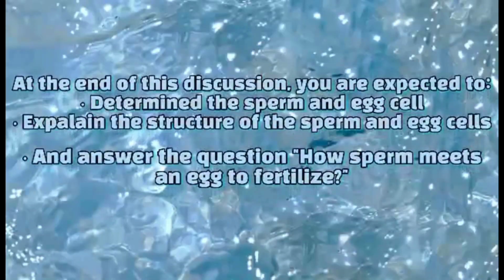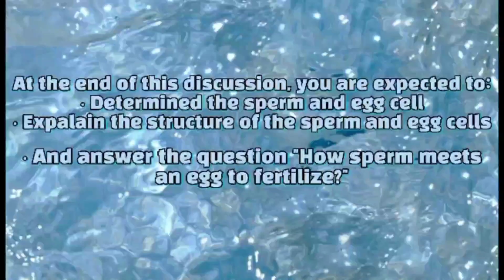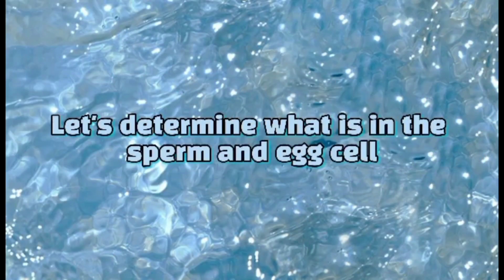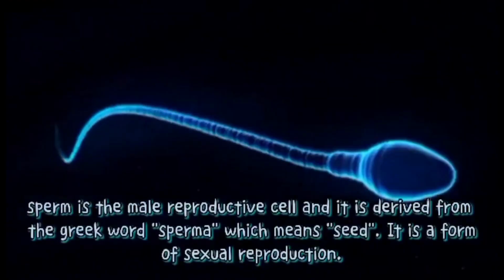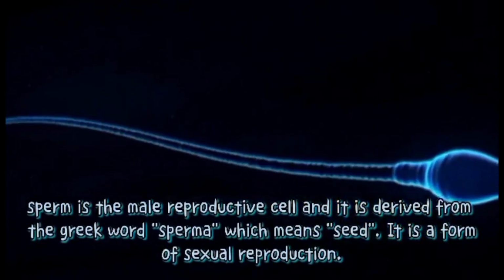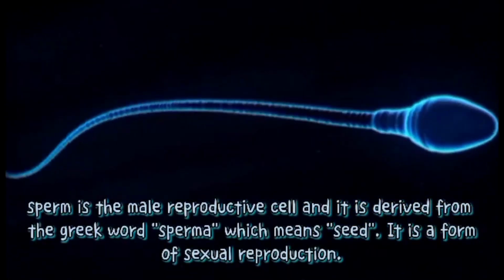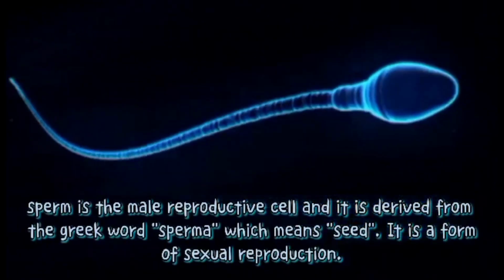At the end of the discussion, you are expected to determine the sperm and egg cell, explain the structure of the sperm and egg cells, and answer the question, how sperm needs an egg to fertilize. Let's determine what is in the sperm and egg cell. Sperm is the male reproductive cell, and it is derived from the Greek word sperma, which means seed. It is a form of sexual reproduction.